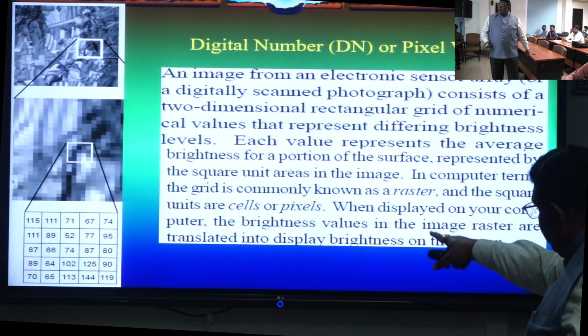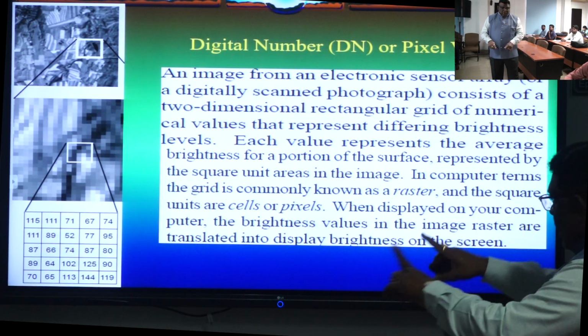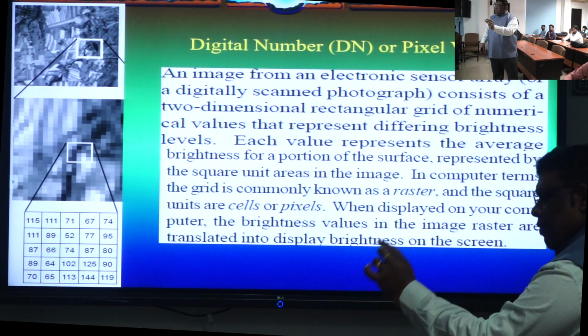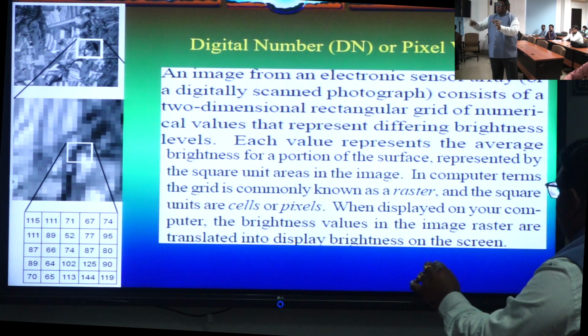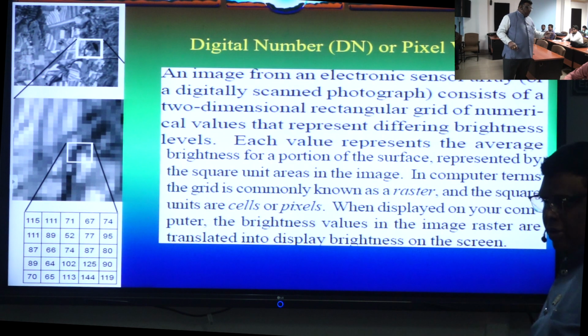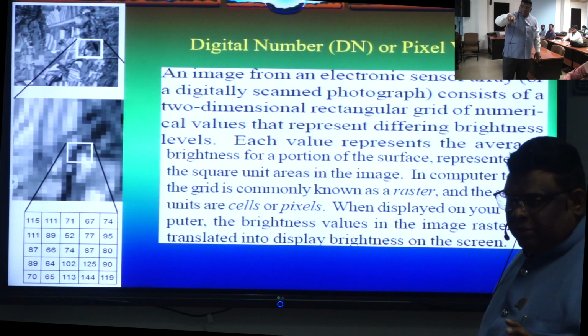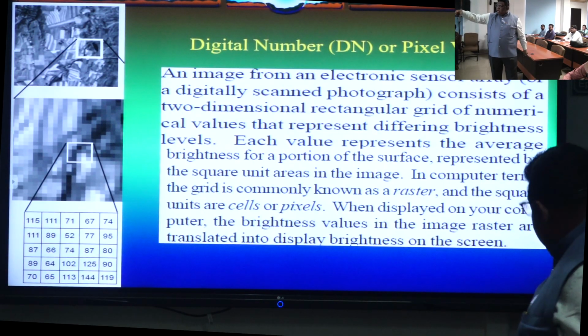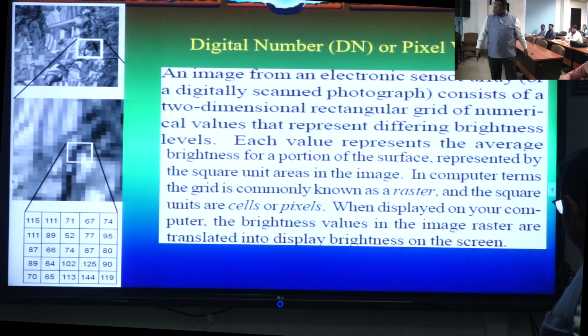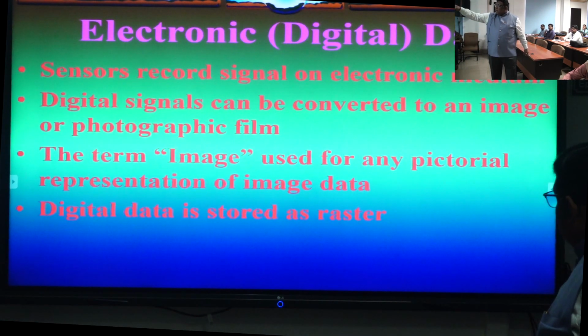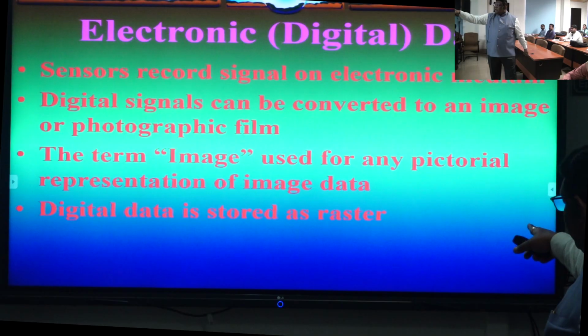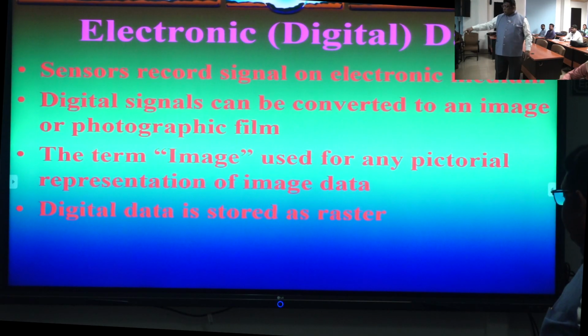So what we can tell, if a satellite image is there, you are going to see different cells or pixels. Each pixel size I have already told. Suppose it is a 58 meters resolution, then the size is 58 by 58, and within that, the brightness level. Yes, for better understanding you can see the color one. Next slide. Sensors record signals on an electronic medium. Digital signals can be converted into an image. Image is used for any pictorial representation of image data. Digital data is stored as a raster. Okay, yes, next.